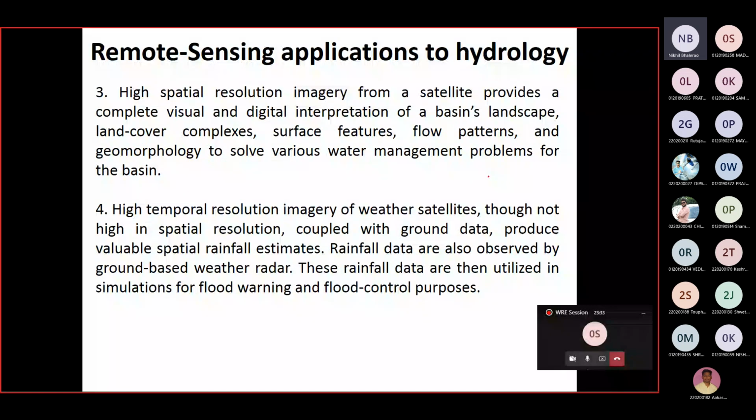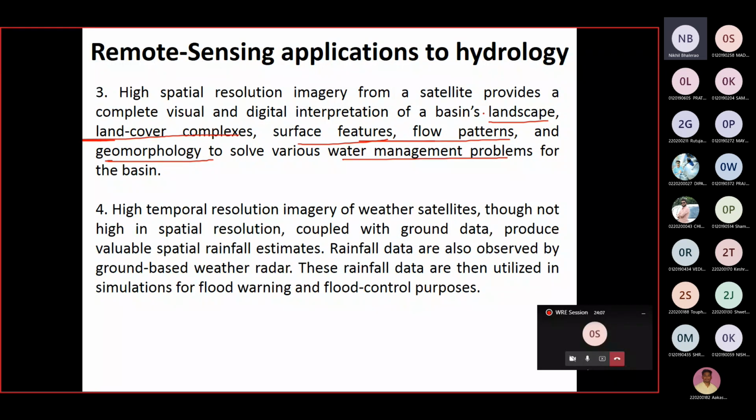Then high spatial resolution imageries from the satellites provide complete visual and digital interpretation of the basin's landscape, land cover complexes, surface features, flow patterns, and geomorphology to solve various water management problems. So for any kind of water management problem, we need to study the terrain, and that terrain analysis is possible with the help of remote sensing data.